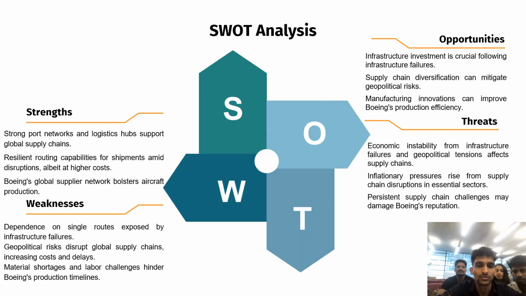The next slide is SWOT analysis. Strengths: strong port networks and logistics hubs support global supply chains. Resilient routing capabilities for shipments amid disruption, albeit at higher costs. Boeing's global supply networks bolster aircraft production.